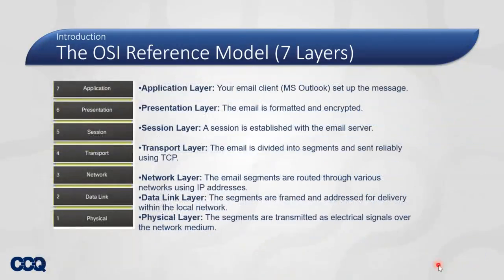Here is an example on the OSI 7 layers. In the application layer, here I'm using my Microsoft Outlook as an email client, to set up the message. So I prepare the message and I want to send it. Once I use the Microsoft Outlook, this is an example of the application layer.